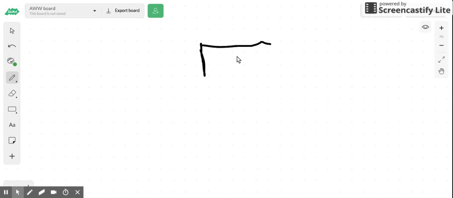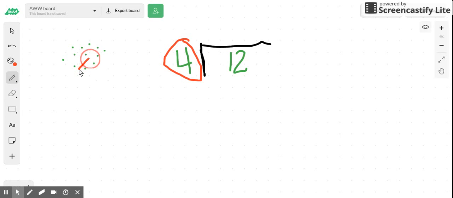Let's do 12 and 4. 4 and 12. Once again, you start off with adding your dots. So 1, 2, 3, 4, 5, 6, 7, 8, 9, 10, 11, 12. Now, remember what I said. The number you have here is the number of dots there are going to be in each group. So we put them up. So 1 group of 4, 2 groups of 4, and 3 groups of 4.